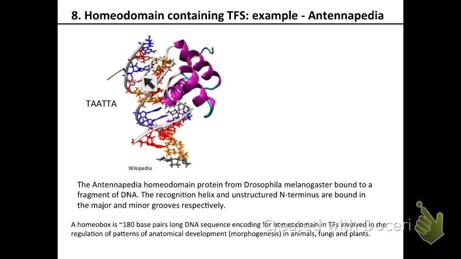So here we're looking at the crystal structure of the antennapedia homeodomain binding to the DNA. The recognition helix is right here, again recognizing the sequences in this DNA. Homeodomain proteins contain a homeobox. A homeobox is basically a 180 base pairs long DNA sequence encoding for the homeodomains in transcription factors. And these homeodomain containing transcription factors are involved in the regulation of patterns of anatomical development, morphogenesis in animals and fungi and plants everywhere. Okay?